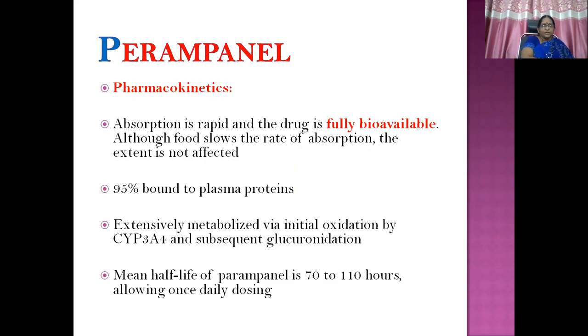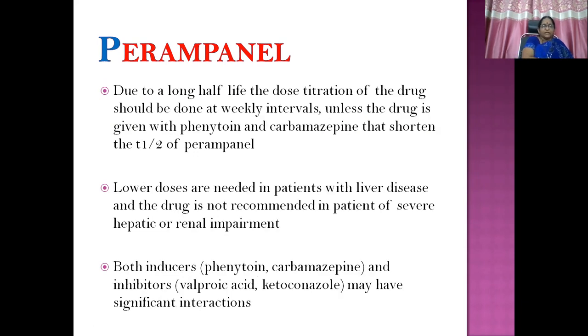Then, regarding the pharmacokinetics, absorption is rapid, the drug is fully bioavailable, and food slows the rate of absorption, but the extent is not affected. It is 95% bound to plasma proteins, and metabolism is by oxidation and glucuronidation. Half-life is 7 to 10 hours, with once-daily administration. Because of the long half-life, dose titration of the drug should be done at weekly intervals unless the drug is given with phenytoin and carbamazepine, which shorten the half-life of perampanel.